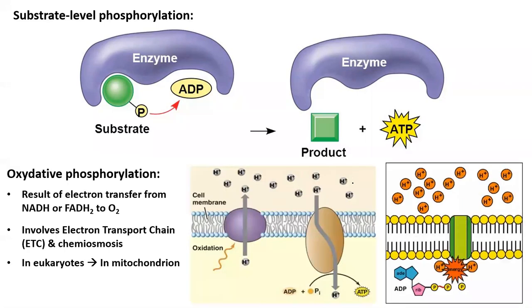While oxidative phosphorylation is a little bit more tricky to understand for now, but it is the result of the use of NADH and FADH2, which are going to transfer their electrons to oxygen. It involves the electron transport chain and chemiosmosis. And in eukaryotes, all of this occurs in the mitochondrion. So these images probably don't make a lot of sense to you yet, but as you review the material after you've watched all the recordings, you can go back to your notes, and hopefully that will make some sense.